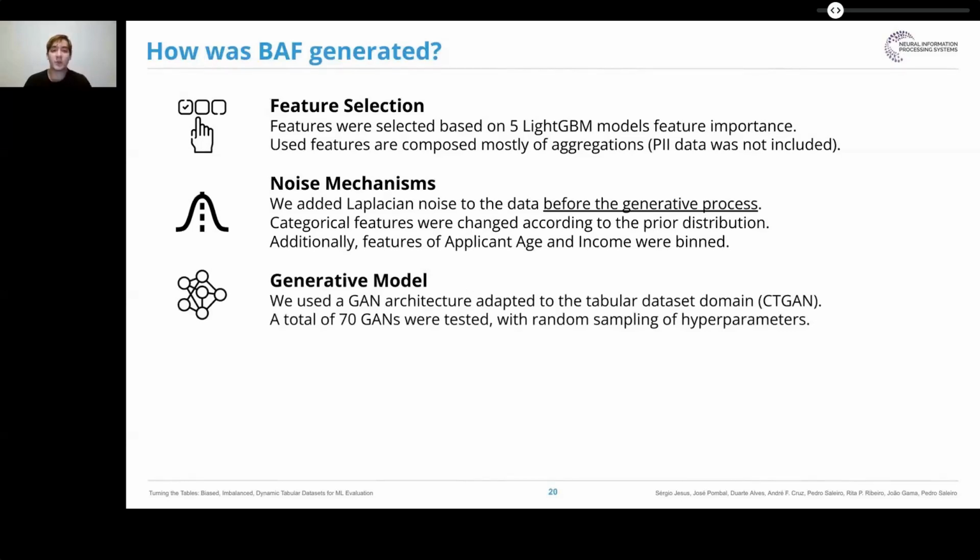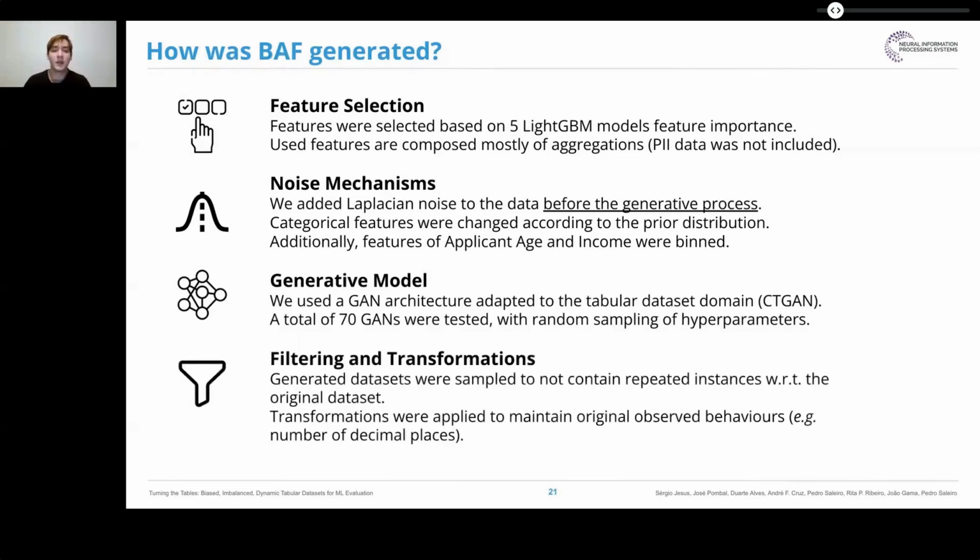The generative model that we used was a CTGAN, which is a model that is adapted to the tabular domain, and we trained a total of 70 GANs using a random sample of hyperparameters. On the resulting datasets, we applied some filtering so that no instance from the original dataset was observed in the generated datasets. And we also applied some transformations to maintain some of the observed patterns in the original dataset. So, for example, we maintained the number of decimal places in all the features.